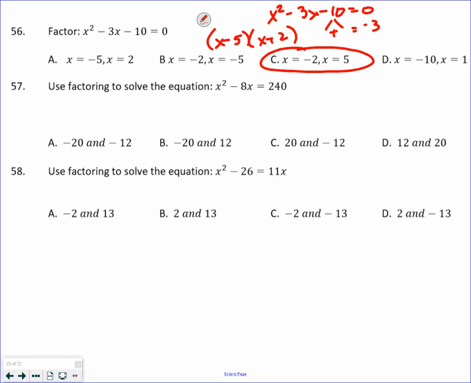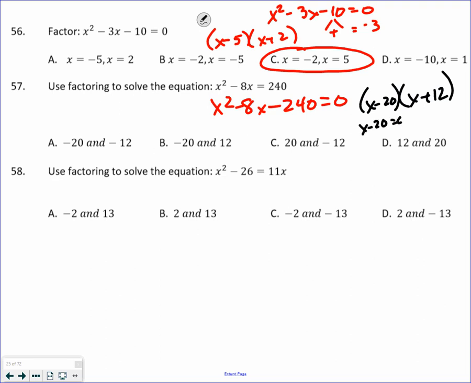Now, 57, make sure that it equals 0 before you start factoring. So I need factors of negative 240. Factors of negative 240, they're going to add up to negative 8. So this is a little bit more challenging because the numbers are so big. But negative 20 times positive 12 would work. So now set the parentheses equal to 0. I get x to be positive 20 and x to be negative 12.